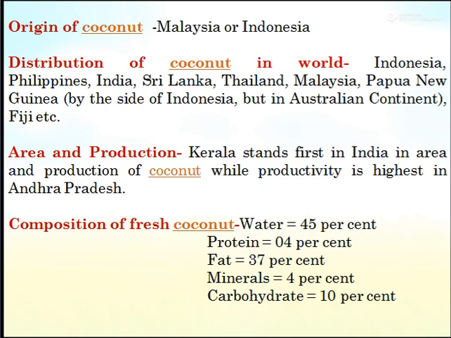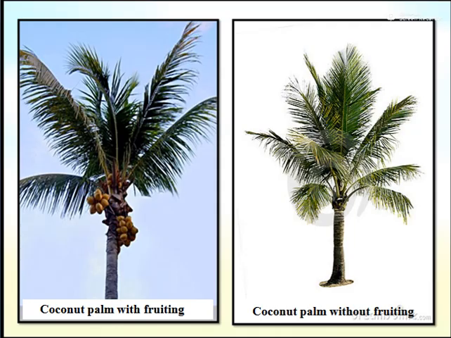The composition of fresh coconut is water 45%, protein 4%, fat 37%, minerals about 4% and 10% carbohydrates. There are pictures of coconut palm with fruiting or without fruiting.